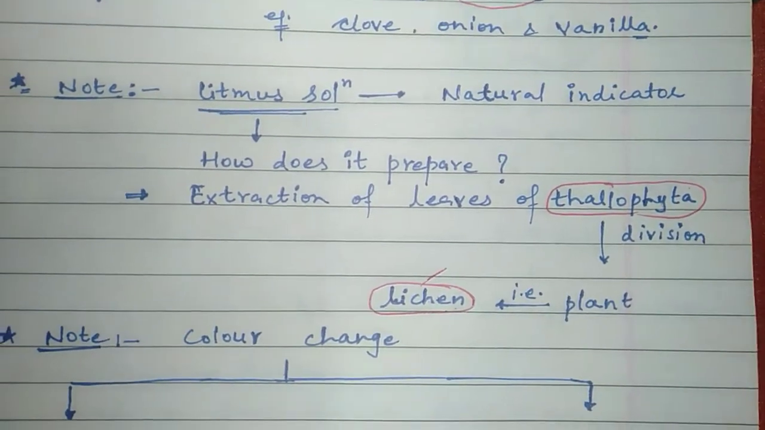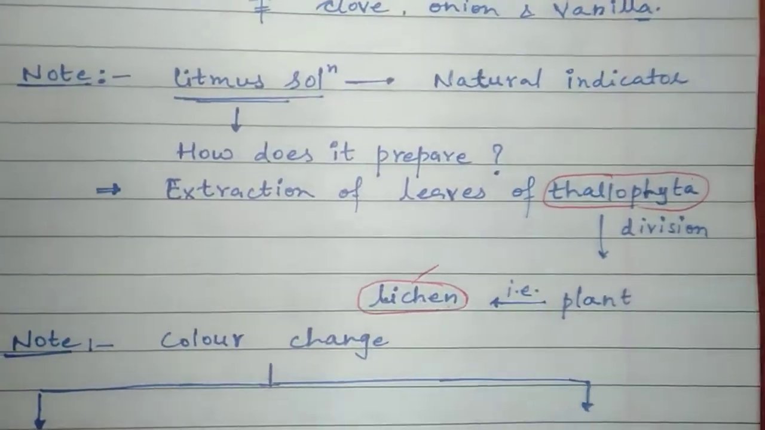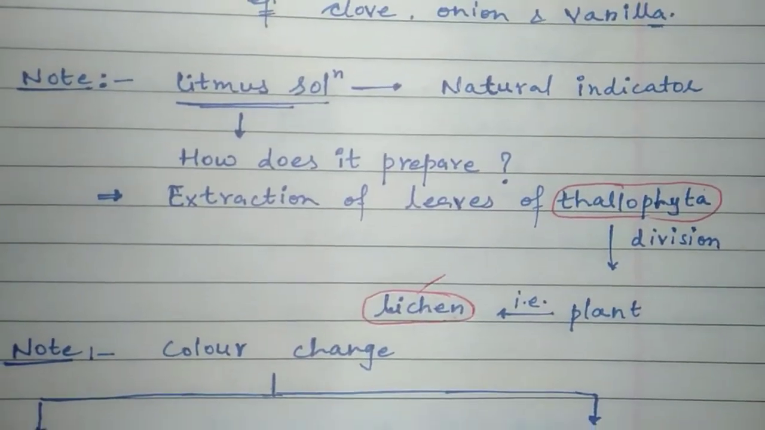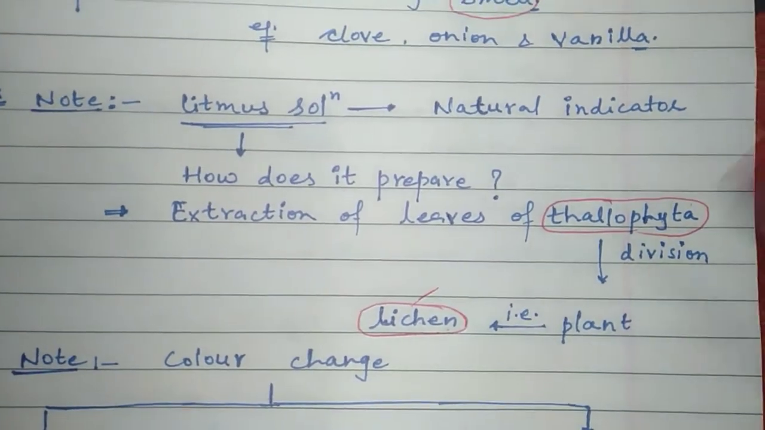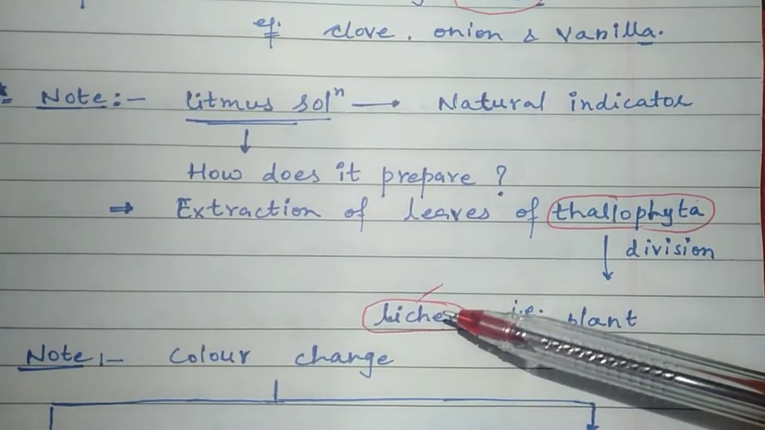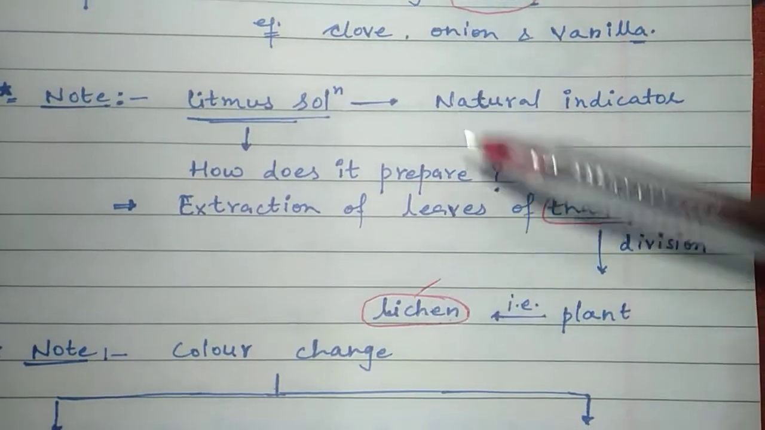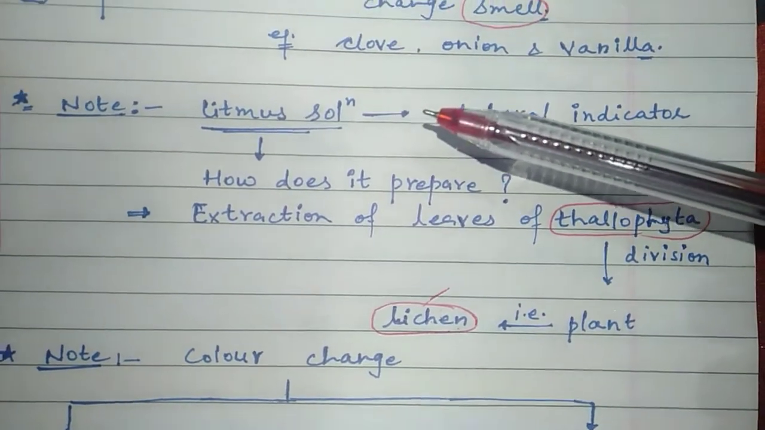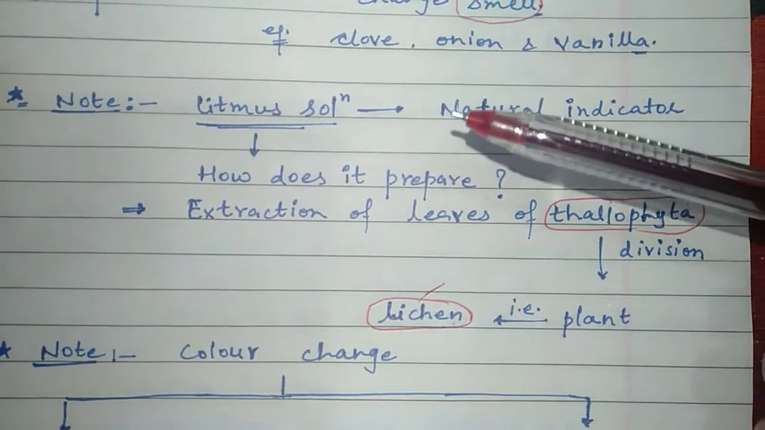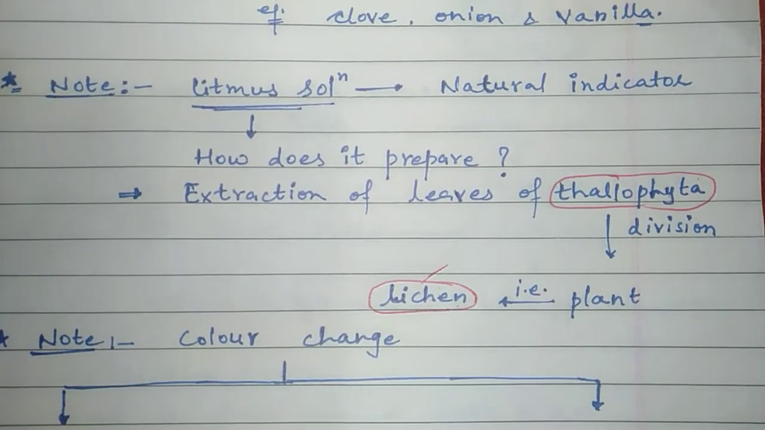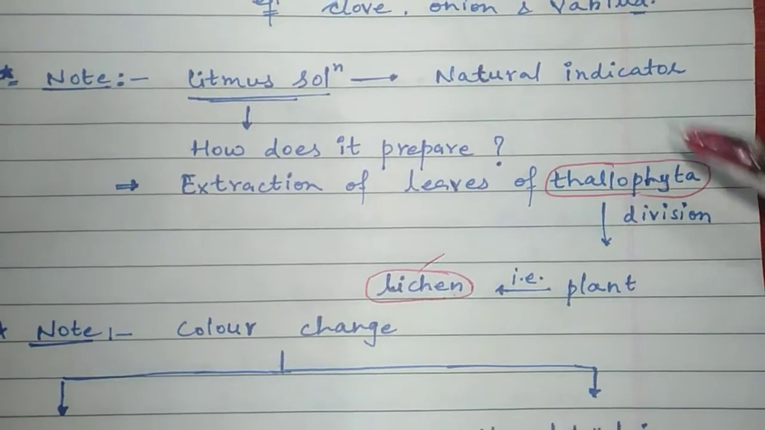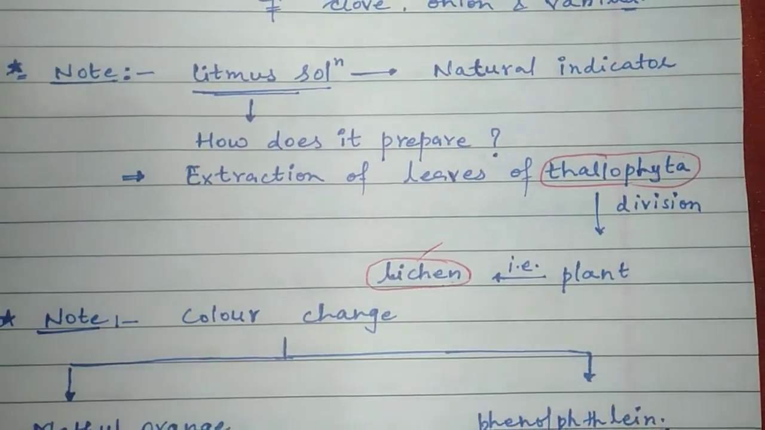In class 9th you have studied these kinds of divisions, Thallophyta, Bryophyta, like that. So from this plant's leaves we can prepare the litmus solution. And this also changes color in the presence of acid. The litmus paper is made up of the litmus solution only.